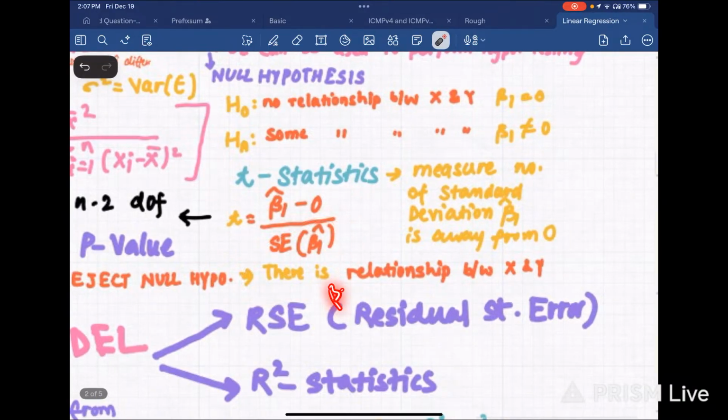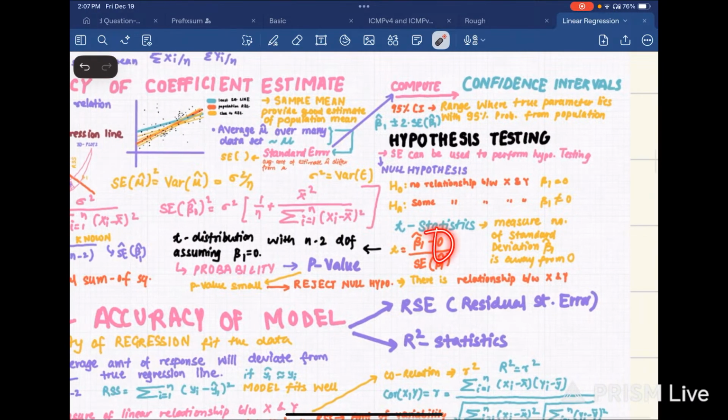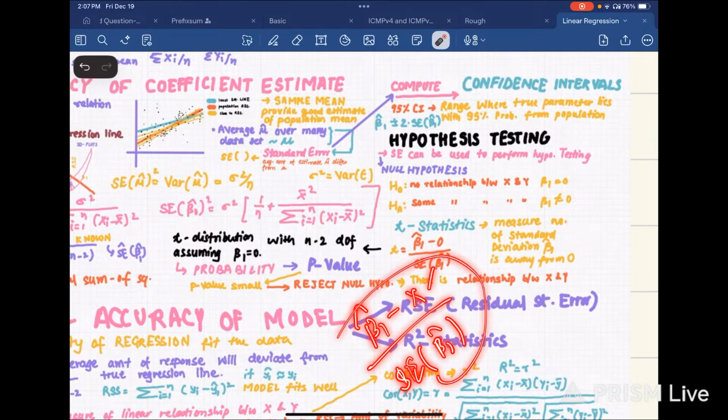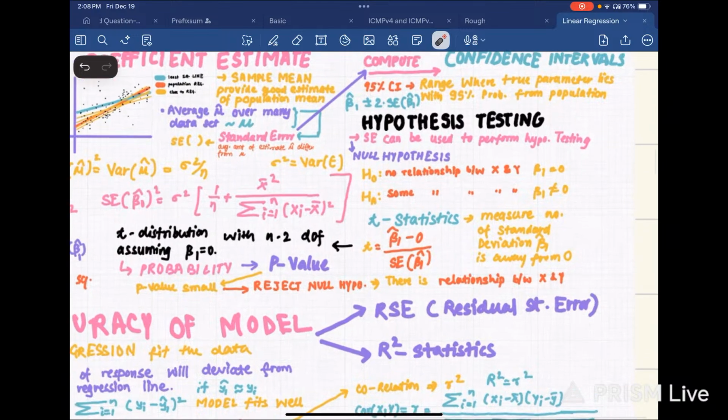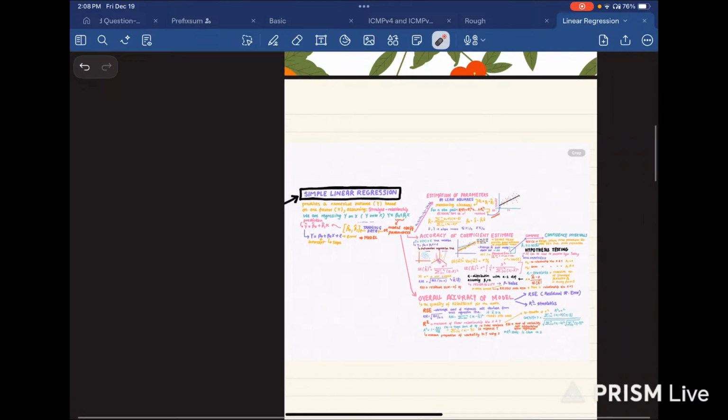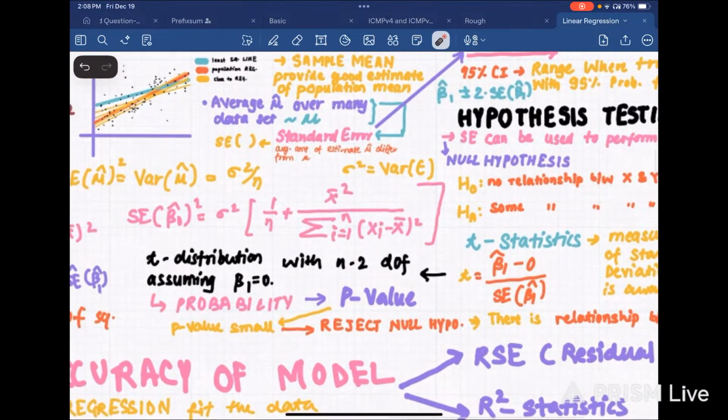It could be beta 1 cap minus x if there is some kind of error. It could also be beta naught minus beta naught, divided by the standard error of beta 1 cap. It is not always 0 here, but in most cases it is 0. We should remember beta 1 cap minus the hypothesized value, divided by the standard error of beta 1 cap. This is useful to know, and the calculation of the t statistic becomes easier.